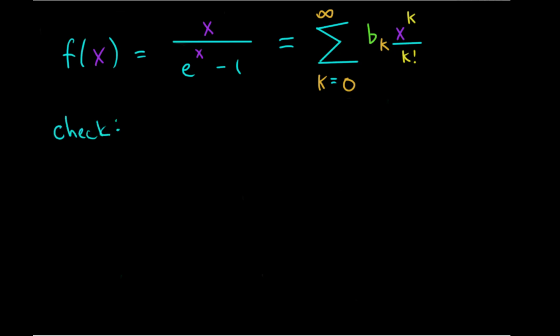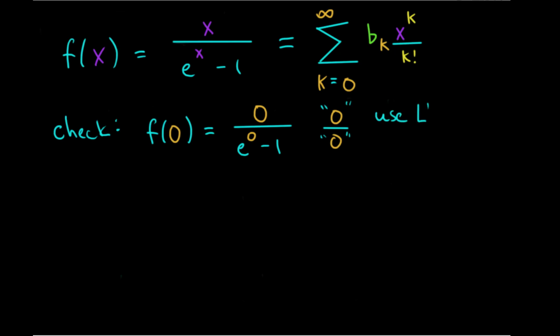Well, with a result this dramatic, it's probably a good idea to do a little reality check. So let's find f of 0. Well, f of 0 would be 0 over e to the 0 minus 1. So that's 0 over 1 minus 1, or just 0 over 0. Well, 0 over 0 is an indeterminate form, but it can be evaluated using L'Hopital's rule.